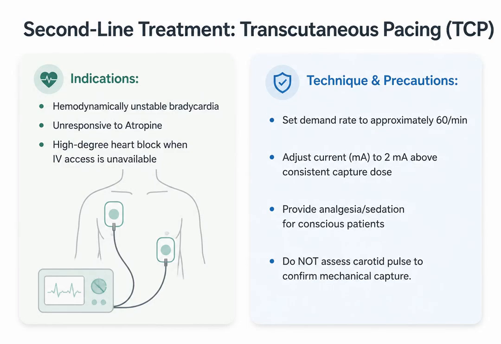If atropine is ineffective or if the patient has a high-degree heart block, transcutaneous pacing, or TCP, is your next step. You will set the pacemaker's demand rate to about 60 beats per minute and adjust the current until you see consistent electrical capture, then add a 2 milliamp safety margin. Because TCP can be painful, provide sedation if the patient is conscious. And remember, never use the carotid pulse to confirm mechanical capture, as the electrical stimulation causes muscle jerking that mimics a pulse.